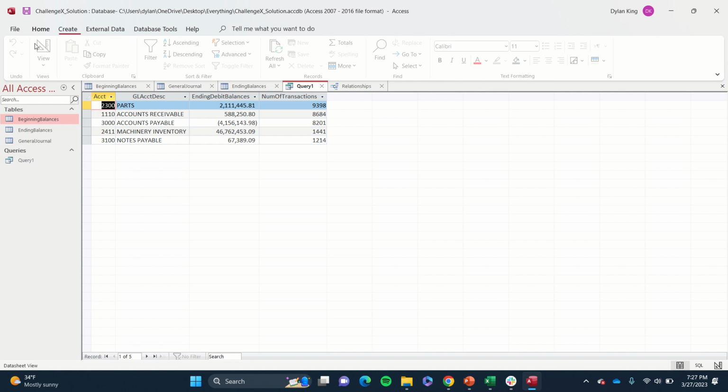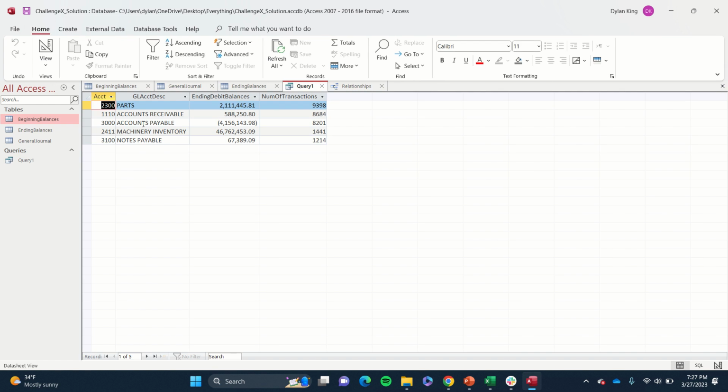And once you run that query, we can see that these are the 5 accounts we need to focus the most attention on for this month. We have parts, accounts receivable, accounts payable, machinery inventory, and notes payable. As you can see, they have a high number of transactions, all well above 1,000, and a high ending debit balance. So we're going to notify our audit engagement team. These are the accounts we need to focus on and to ensure that we're doing our job as auditors.